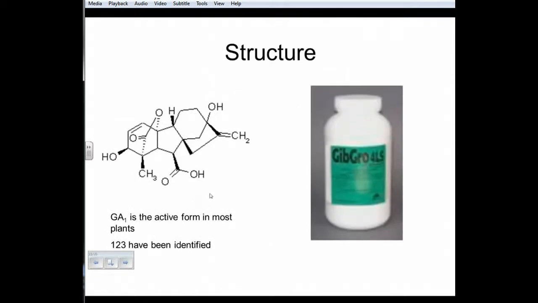Here's one called Gib-Grow, and you may have heard of ProGib, I don't know if I put it in here or not, but it's a commercial form of gibberellic acid that you can use for a variety of things, and I've got some examples in here.